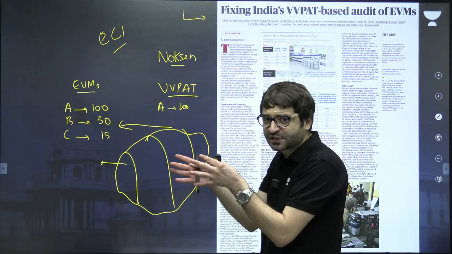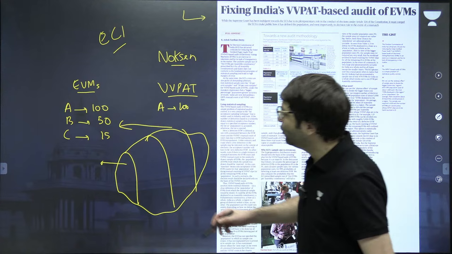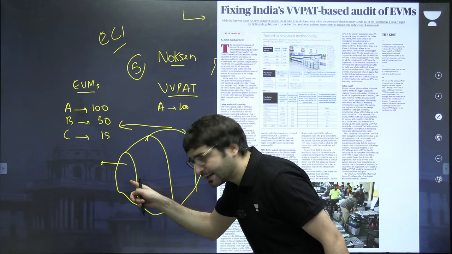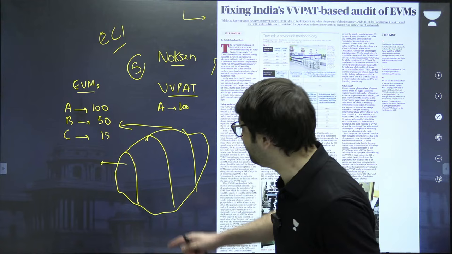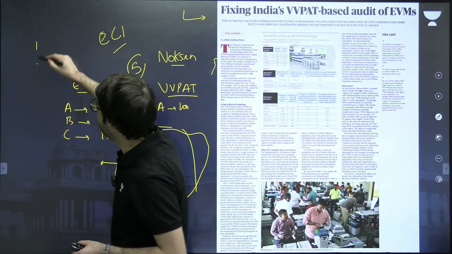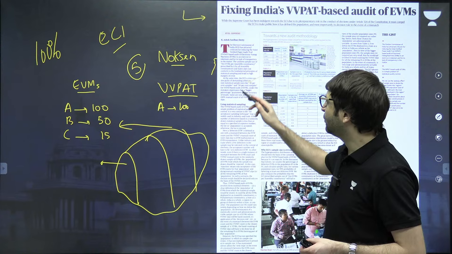Then the Supreme Court directed the Election Commission, not one, you should take five EVMs per assembly constituency in a parliamentary constituency to be matched with the VVPAT slips. Now there is a petition before the Supreme Court saying no, not five EVMs per assembly constituency. We need 100%. All the EVMs should be matched with VVPAT slips. There are some who say no, it should be 25%. No, it should be 50%. Some say it should be 100%.